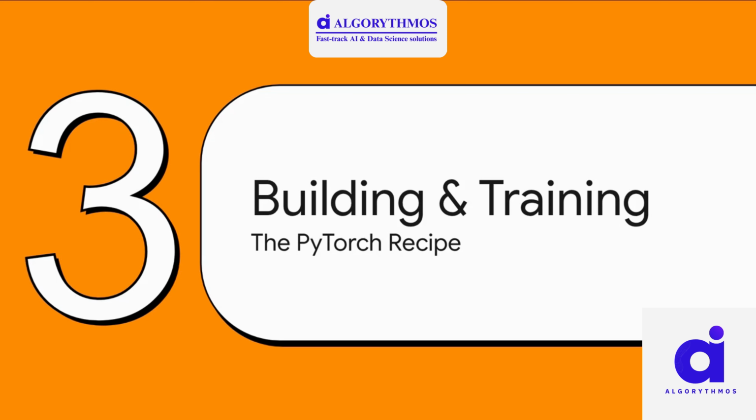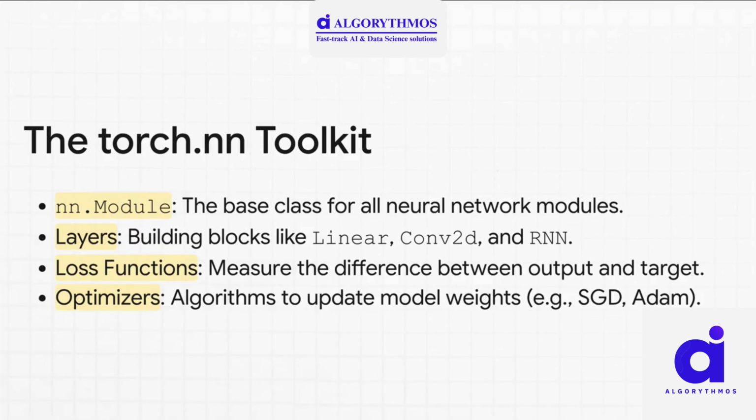Okay, we've got the core concepts down, tensors and Autograd. Now let's get to the fun part, actually using these to build and train a model. This is the PyTorch recipe for making AI happen. So to build pretty much anything, you're going to live inside the torch.nn toolkit. Seriously, think of this as your box of Lego bricks. nn.Module is the base plate that you build everything on. Then you have all your different pieces, the layers, like linear layers for simple connections or convolutional layers for images. Your loss functions are there to keep score of how well you're doing, and the optimizers, they're the little Lego person who actually adjusts the bricks based on that score.